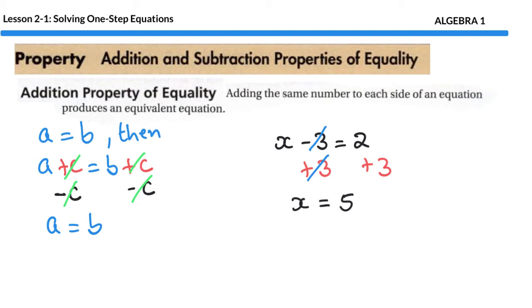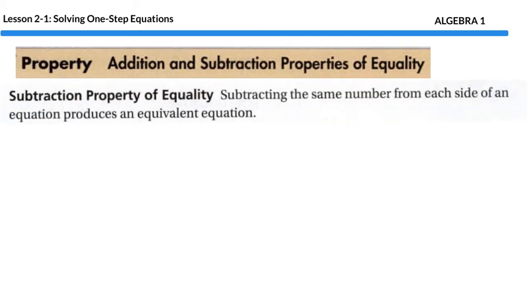So basically, what is the inverse of addition? It is subtraction. So if you want to remove something that is added, you subtract. Similarly, if you want to remove something that is subtracted, what do you do? You add. And let us look at the subtraction property of equality. So what is the subtraction property of equality? Subtracting the same number from each side of an equation produces an equivalent equation.